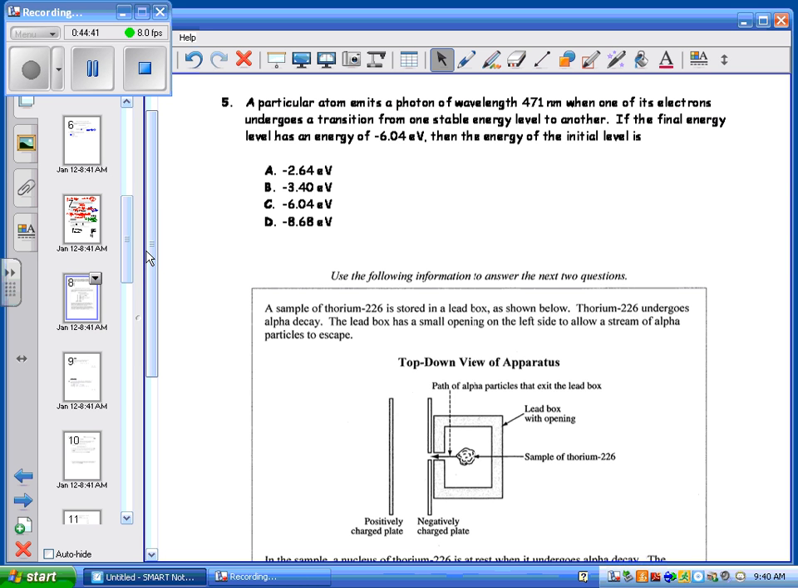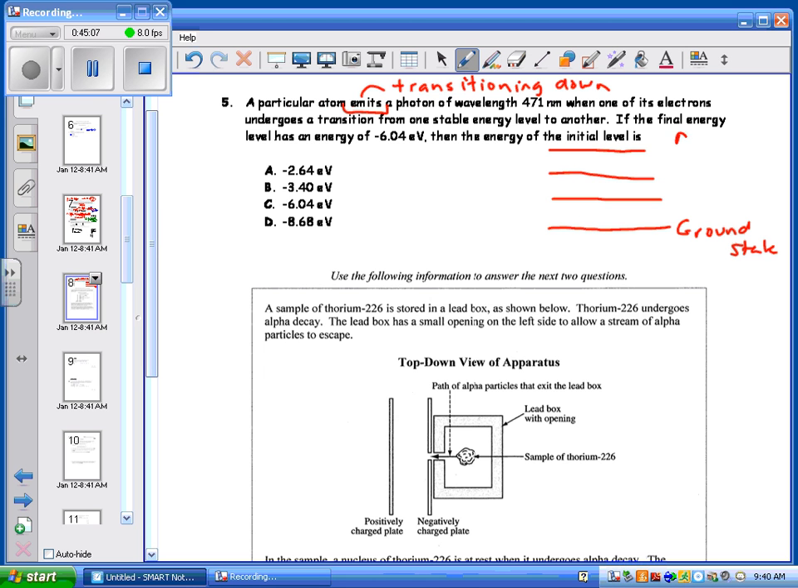So this is the Bohr energy level question. A particular atom emits a photon of wavelength. So if it emits, is it transitioning up or down? Down, yeah? So it's transitioning down. Good. Wait, down is toward the nucleus? Yeah, down is to the ground state. So this is the ground state, and we've got energy levels here. It needs more energy to be up here, and it needs less energy here.